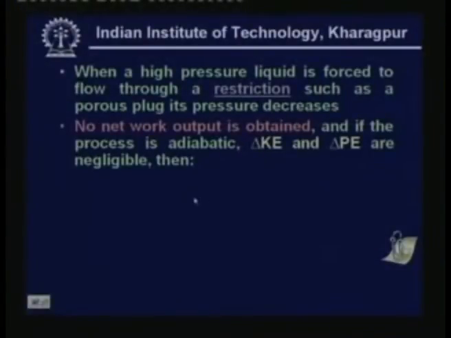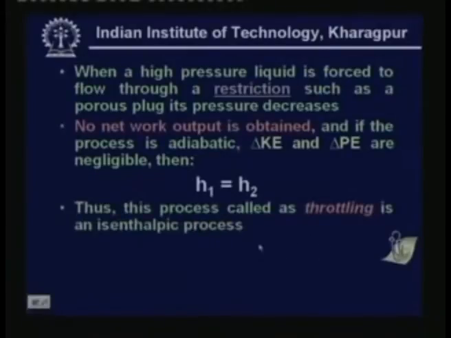So as I said, no net work output is obtained, and if the process is adiabatic, and delta K and delta P are negligible, then H1 is equal to H2. Thus, this process we normally call a throttling process. So a throttling process is an isenthalpic process, whereas the expansion using a turbine in an ideal case is an isentropic process. So expansion in an ideal turbine is an isentropic process, whereas expansion using a throttling device is an isenthalpic process. That means in one case entropy remains constant, whereas in the throttling case enthalpy remains constant. This is a very important difference, and you must keep this in mind.